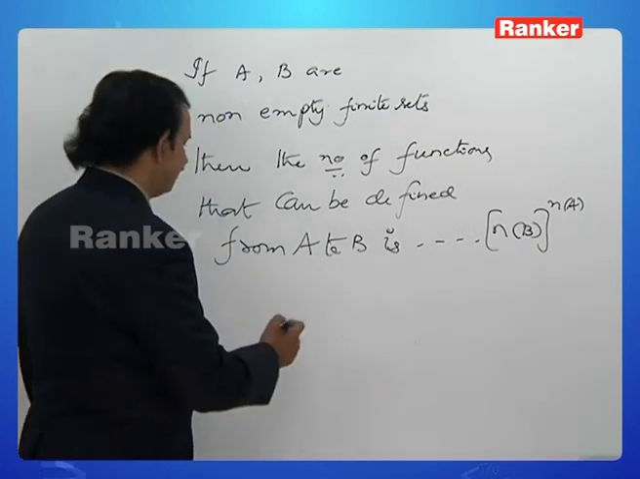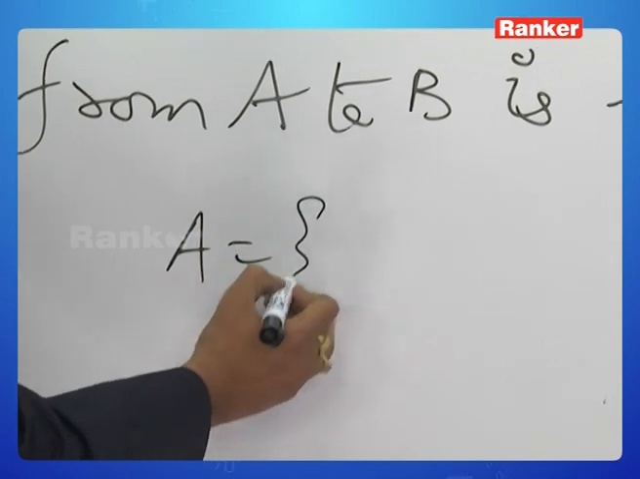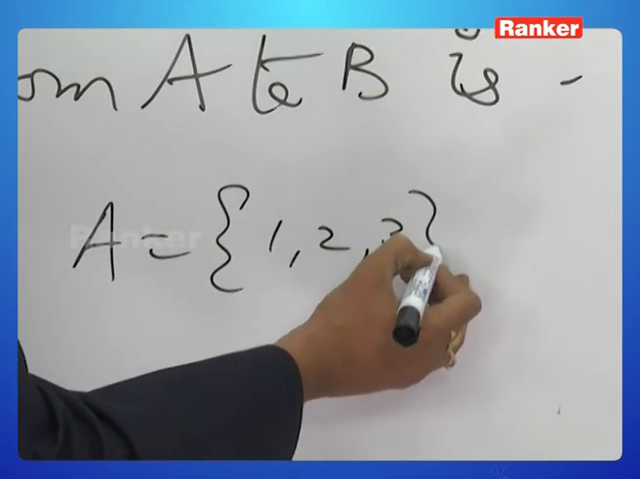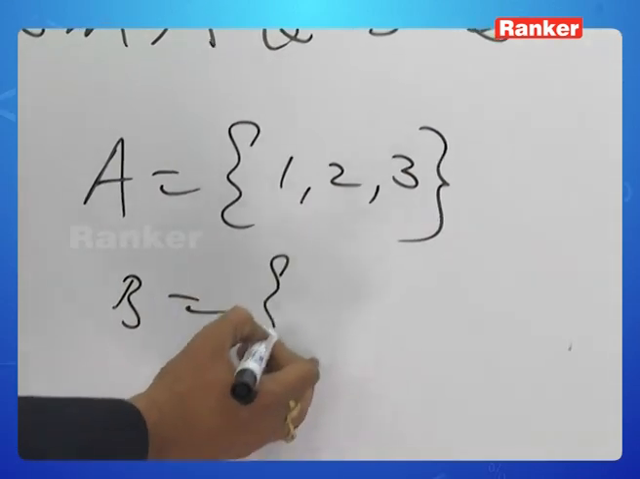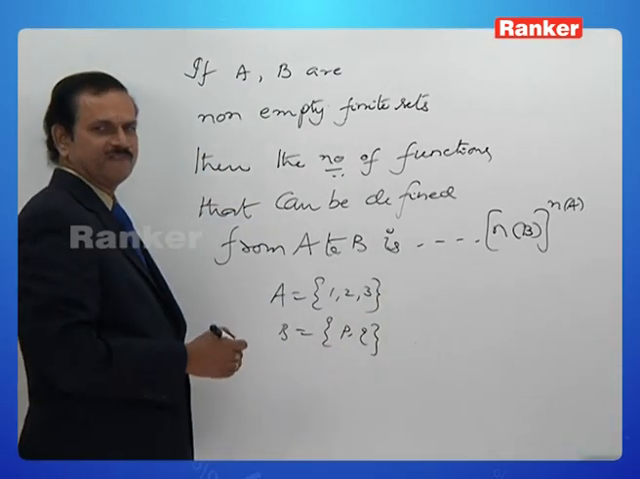So let us have an example of this formula. If A is equal to {1, 2, 3} and B is equal to {p, q}, how many functions are possible to be defined?